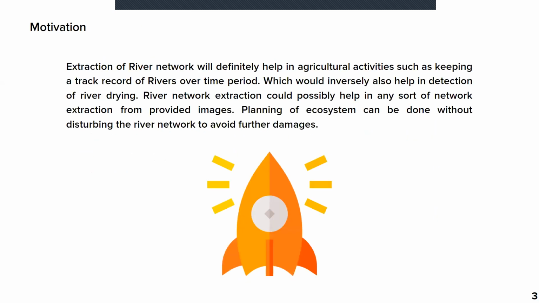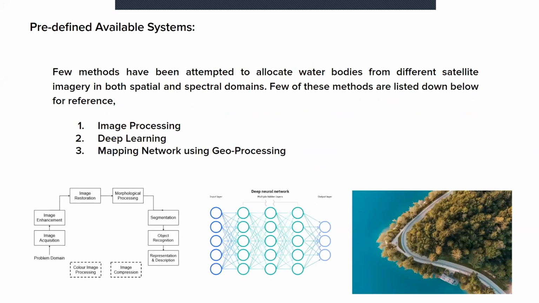The motivation behind this project is that it will give basically a definite idea of the water bodies, which would help us in agricultural activities or in planning such activities in the future. And also we can keep a track record of rivers over a period of time, which would in turn help us in detection of the rivers which are dying or drying up. So by this, we had a plan to contribute something to this project, and I'll just move ahead with it. The predefined systems which are available are image processing, deep learning techniques, and mapping a network using geoprocessing.